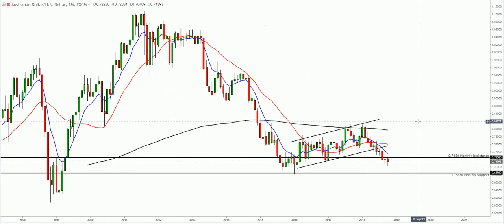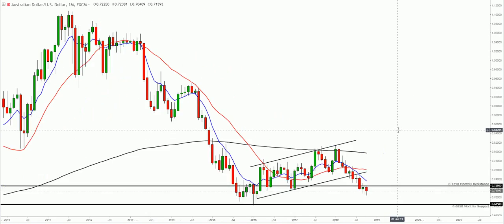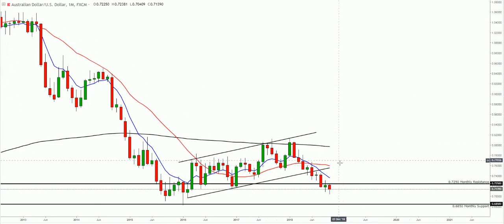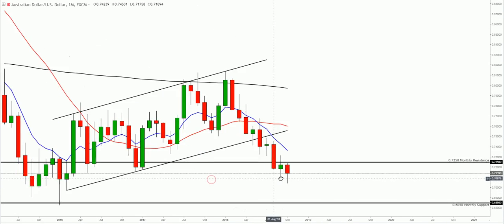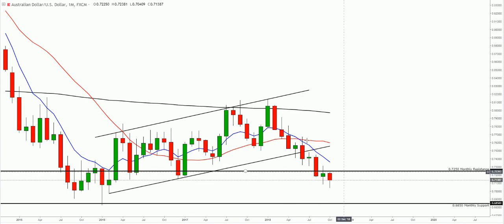So if we get started on Aussie dollar, as always, as you can see, it's a monthly time frame, and we've been in a downtrend for pretty much all of 2018. This current monthly candle seems to be retracing quite a lot. We could be coming back up to see this monthly resistance, or again just form a long wick to the downside. However, we've still got half a month to go, so wouldn't like to speculate.